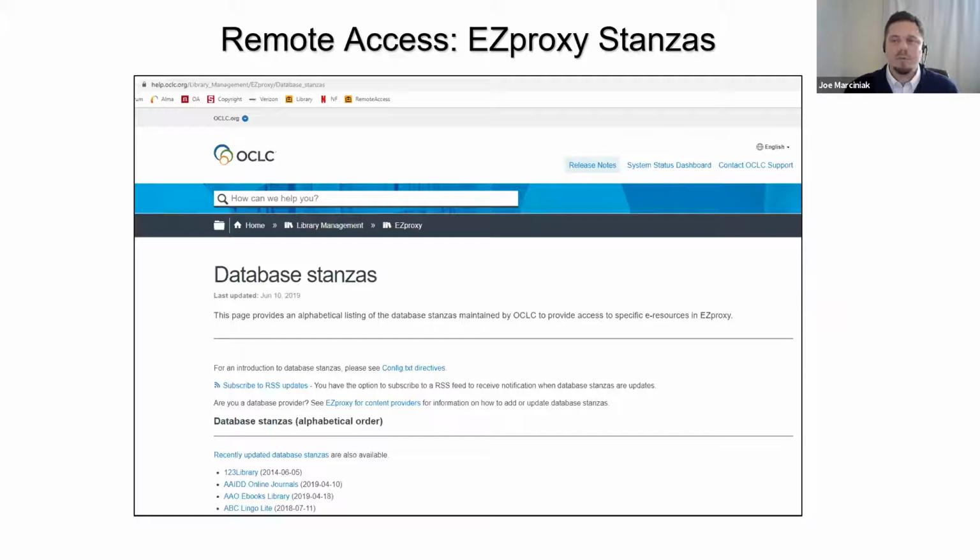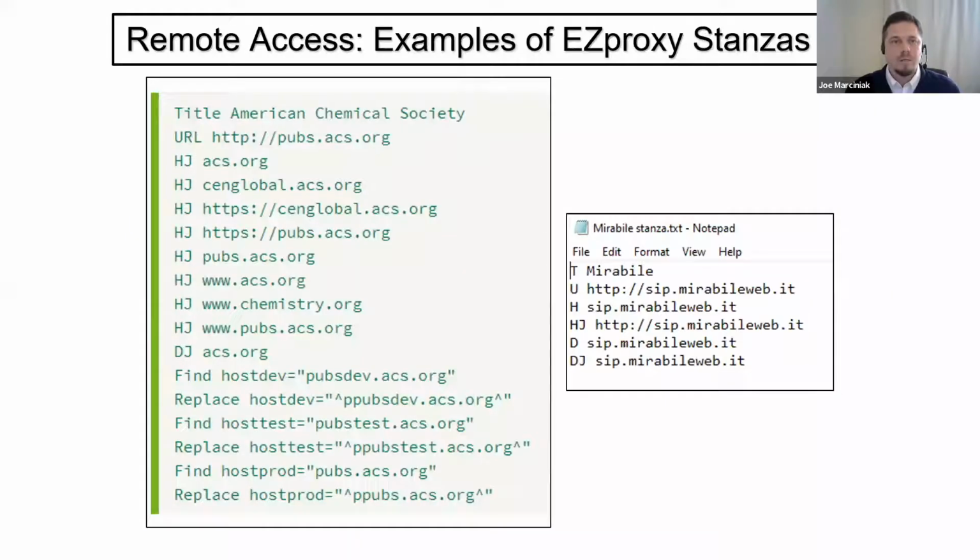This is an example of an EZproxy stanza. These are freely available. You can go and check them out. This is what they look like. The one on the left is from ACS, American Chemical Society, and the one on the right is one I made up to make a resource work.